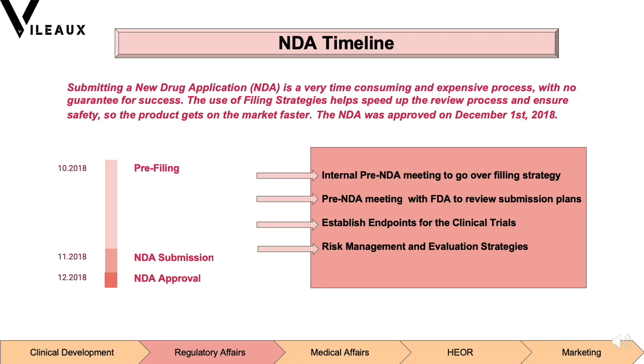Submitting a new drug application is a very time-consuming and expensive process with no guarantee for success. The use of filing strategies helps speed up the review process and ensure safety so the product gets on the market faster. To begin our NDA filing strategy, we held internal pre-NDA meetings to go over filing strategies, pre-NDA meetings with the FDA to review submission plans, and establish endpoints for the clinical trials. The last strategy we used was a risk management and evaluation strategy.